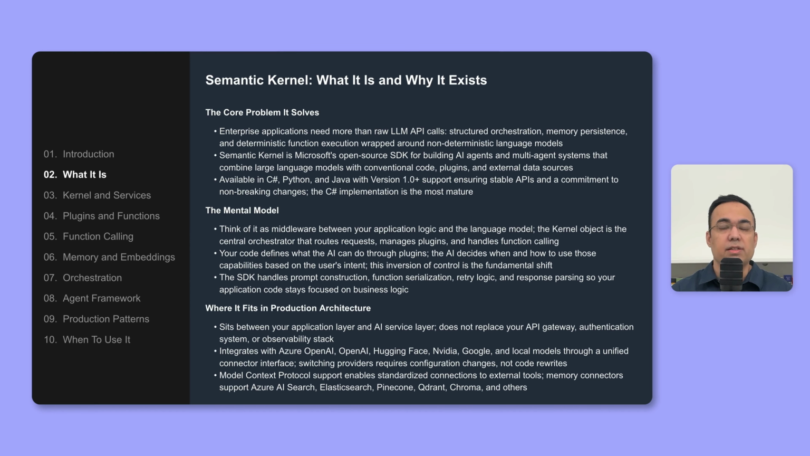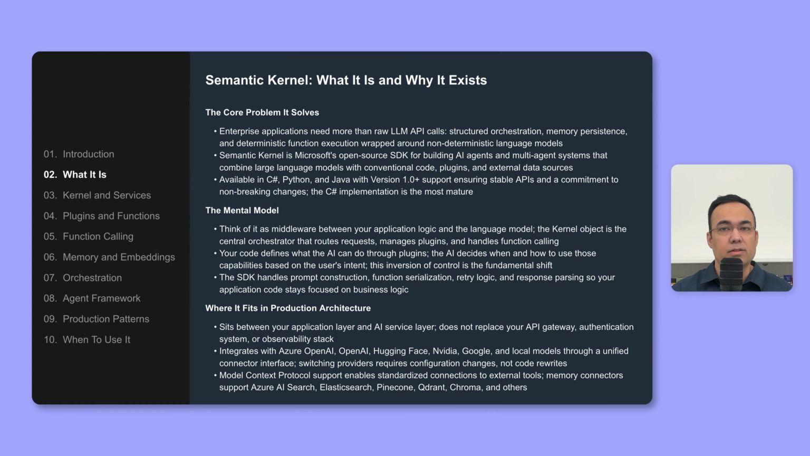The kernel object is a central orchestrator. It routes requests, manages plugins, and handles function calling. Your code defines what the AI can do through plugins. The AI then decides when and how to use those capabilities based on the user's intent. The inversion of control is a fundamental shift in how you think about building these systems.